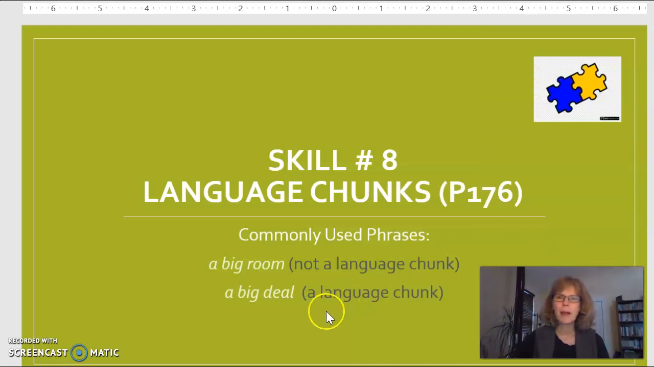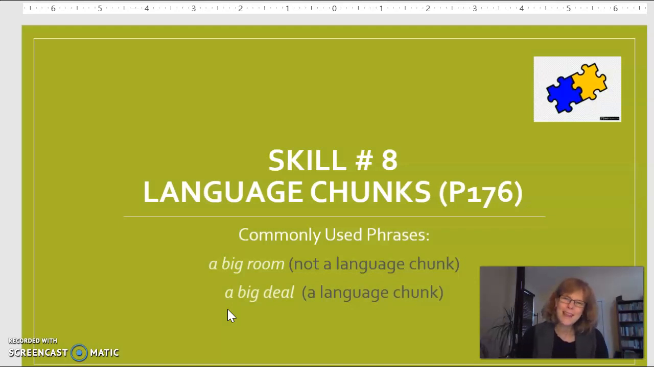I want you to think about language chunks just as phrases, commonly used phrases that are used with certain words that always seem to come together. For example, we might say, oh, that's a big deal. And that's a language chunk. We say those three words, a big deal, as one phrase to mean one thing, right? Like that's important. That's a big deal.